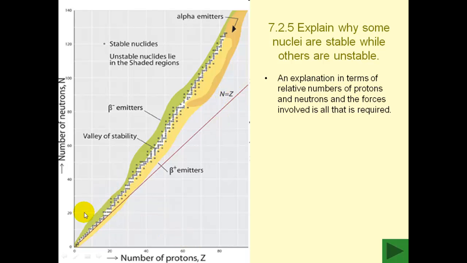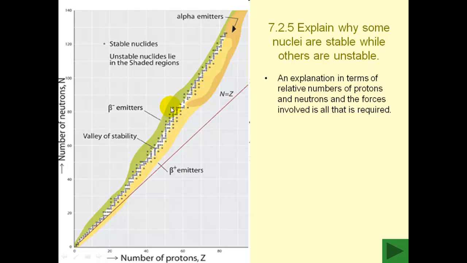Okay, but what you notice is that those nuclei which are actually stable tend to drift to be above the line. So there's a larger number of neutrons than there are protons. Why are there more neutrons than protons? That's what we need to look at. If we look at this graph, there's lots of things it can tell you.